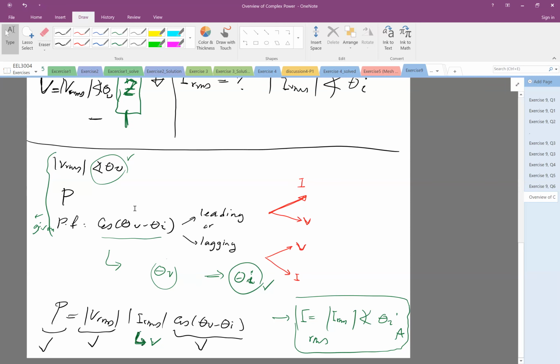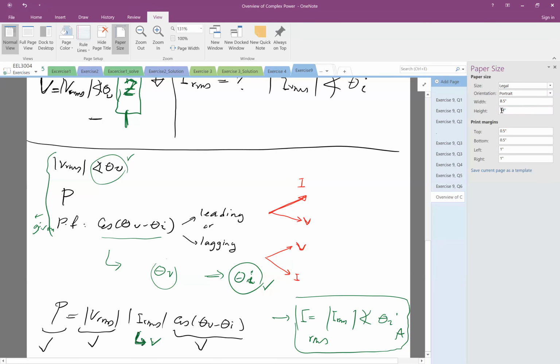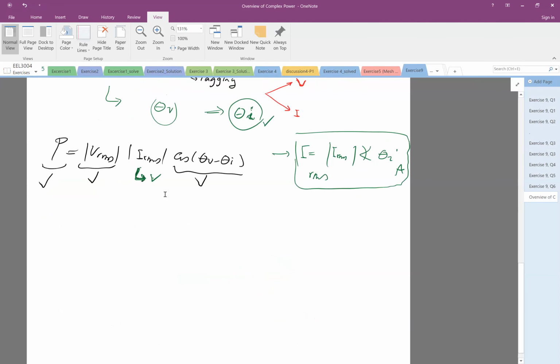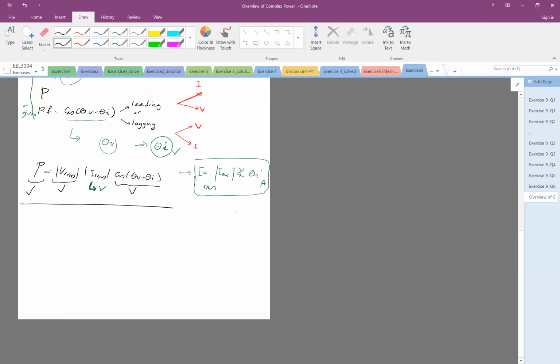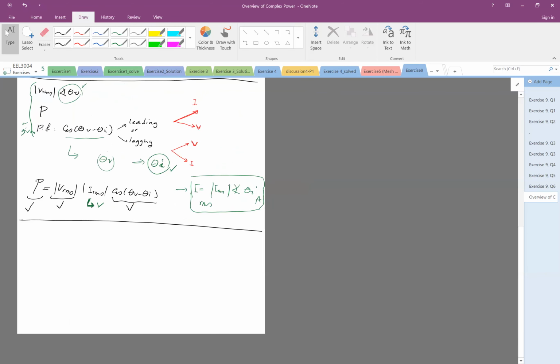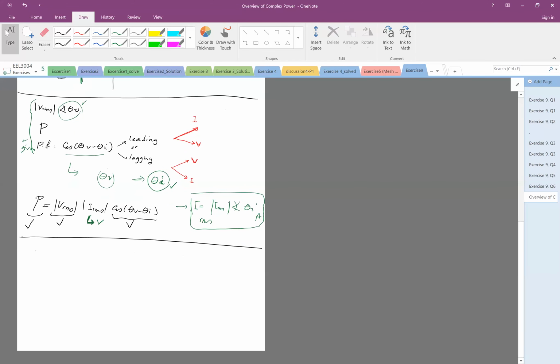Another scenario we can think of is, let's say, instead of P, if Q is given. Now, let's say again the same situation. You have a load. The voltage is given in terms of magnitude and phase, and you want to find the current. But now assume this time Q and power factor are given.